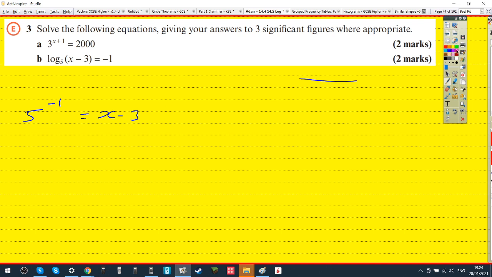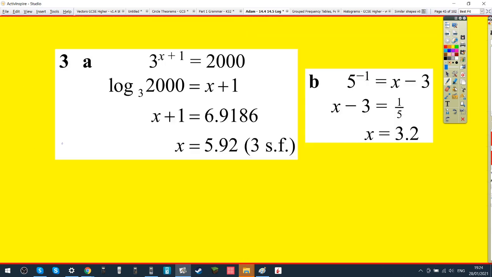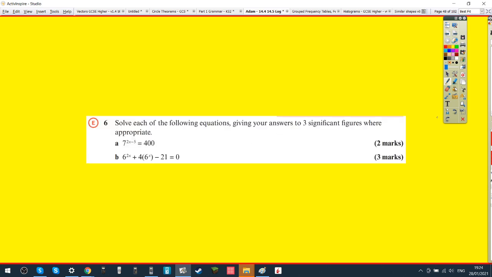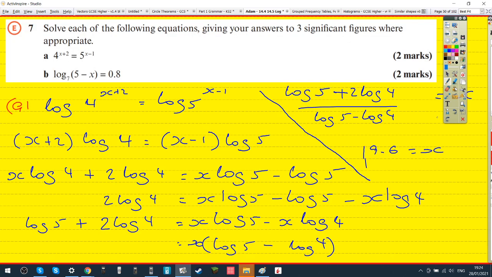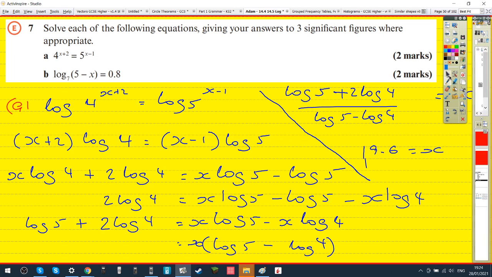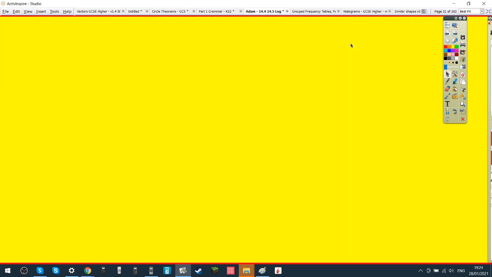Okay. 5 to the minus 1 is the same as 1 over 5, right? Yeah. Okay. And then you add 3 to both sides. Add 3. 16 over 5 or 3.2 equals x. Sounds alright. 3.2. Yep. Question B. Okay.